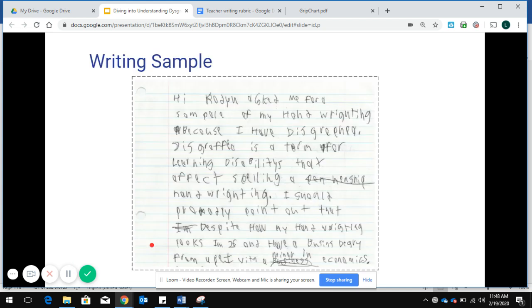This is another writing sample. I'm going to give you a couple of seconds to look over it, and then I'm going to read to you what it says.